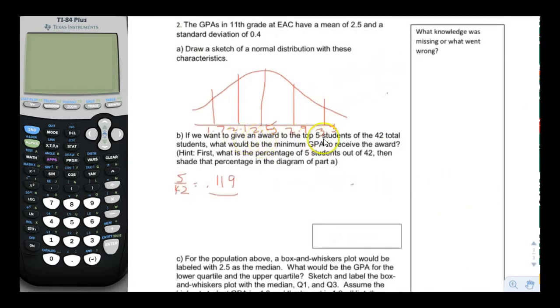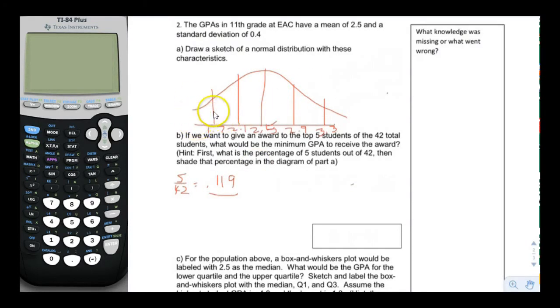So if we want to give an award to the top 5 students of the 42 total students, what would be the minimum GPA to receive the award? The hint is to first figure out the percentage of 5 students out of 42, then shade that percentage in the diagram here. So let's take 5 students divided by 42. On the calculator, we get that it's 0.119 or 11.9%. And then we're going to shade it on the diagram.